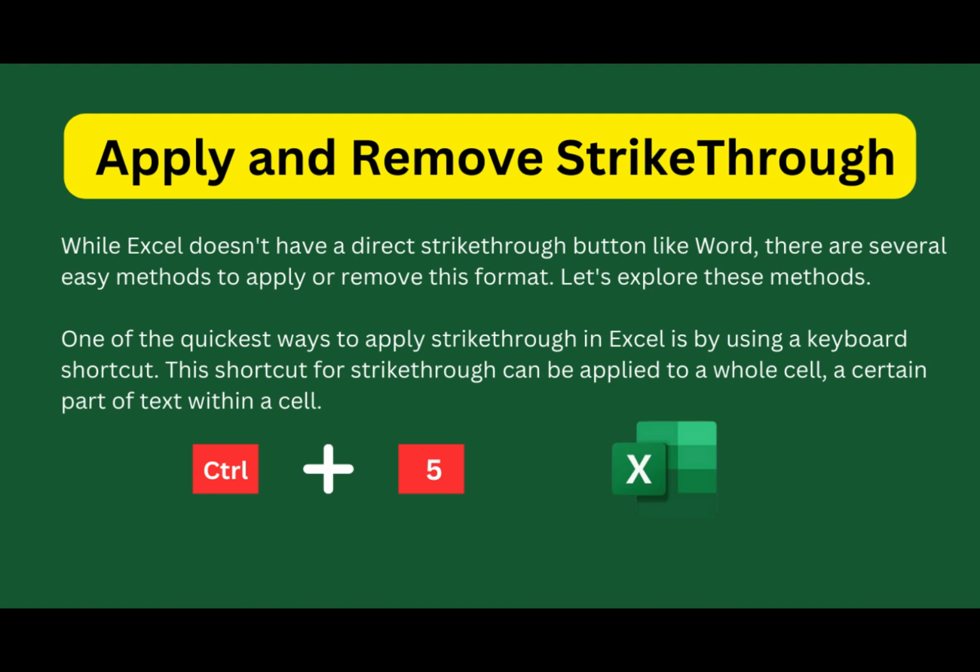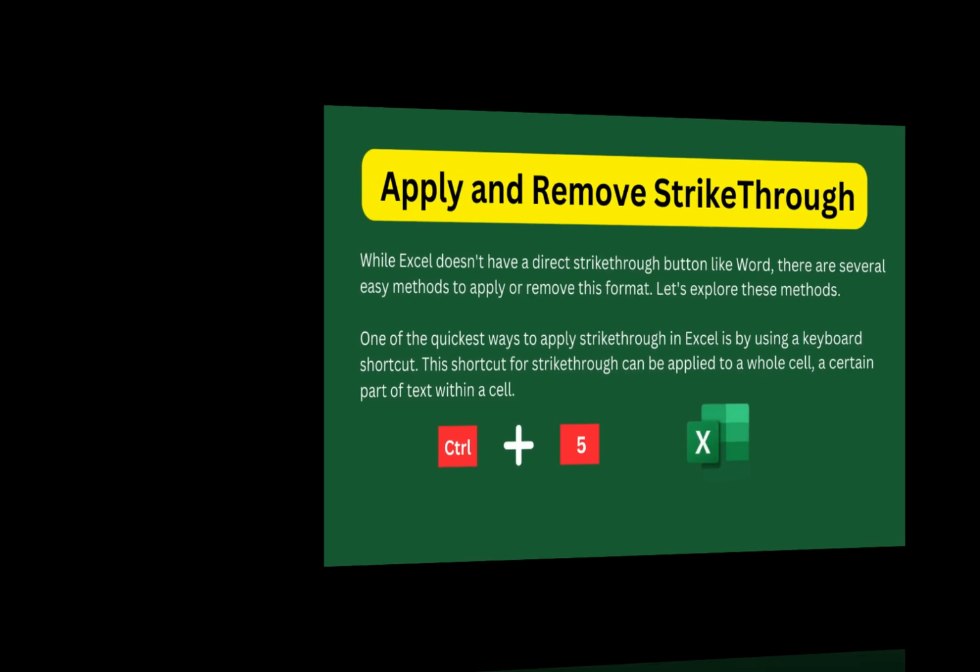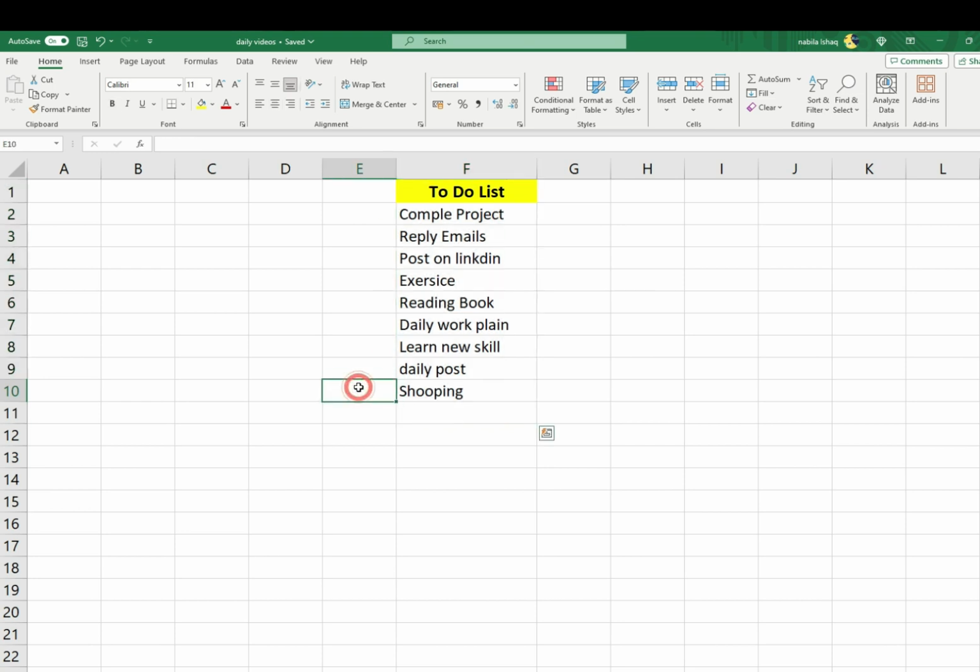So the first method is to add strike-through using keyboard shortcuts. Ctrl plus 5 are the shortcut keys to apply or remove strike-through in Excel. As you can see, we have a to-do list in which we have different tasks to perform. To apply strike-through using the keyboard shortcut, first select the cell and press Ctrl plus 5 keys to add strike-through. As you can see, strike-through is applied in a cell.